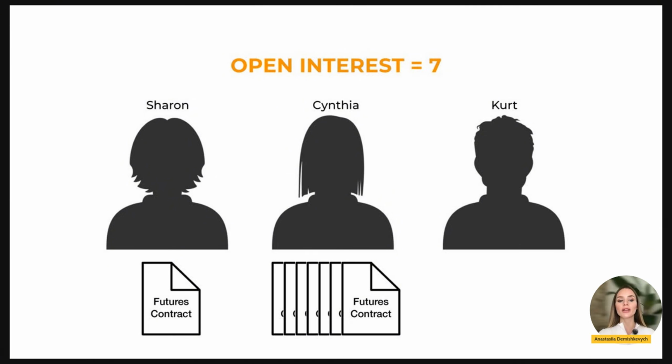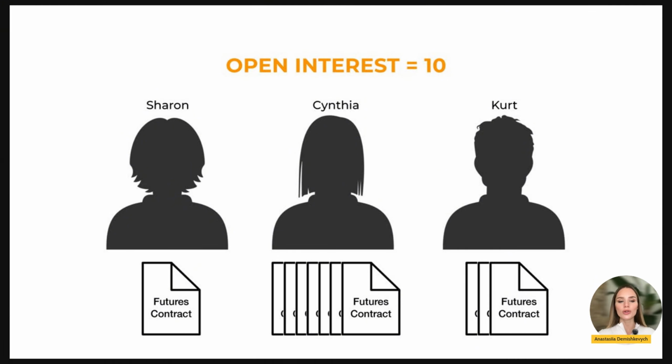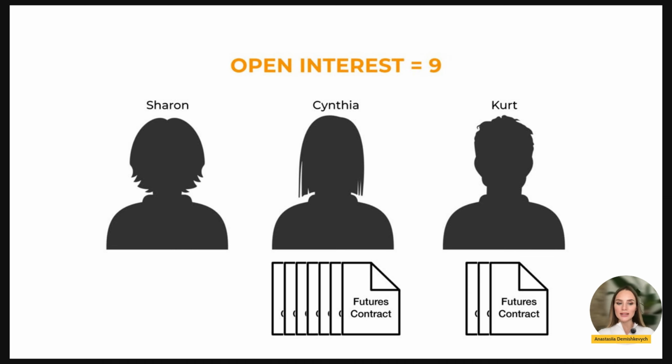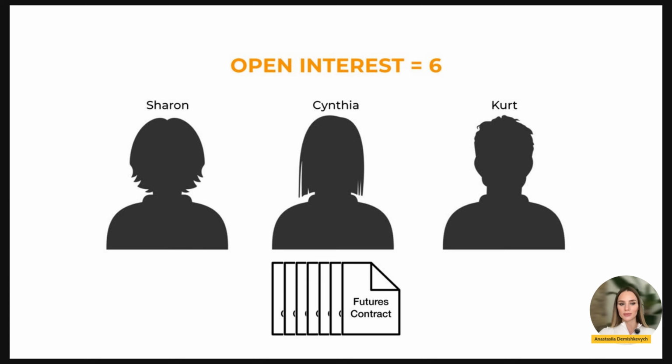At this moment, open interest is a summary of all open contracts on Sharon's and Cynthia's positions altogether, which means it equals 7 contracts. Later, Kurt joins the party and enters a position for 3 contracts, which brings open interest to a total of 10 contracts. Some time passes and Sharon decides to close her trade. She sells her long, closing her position. By her exiting the market, the open interest decreases to 9.